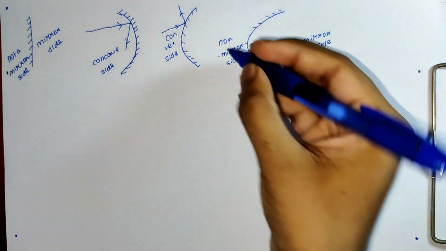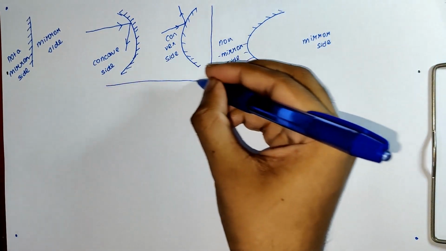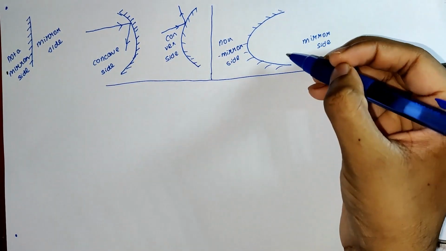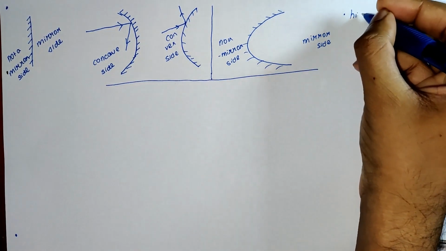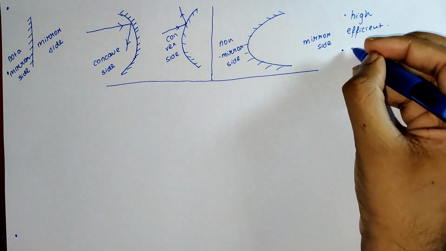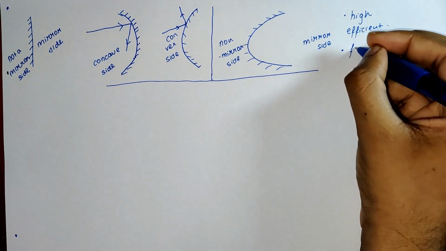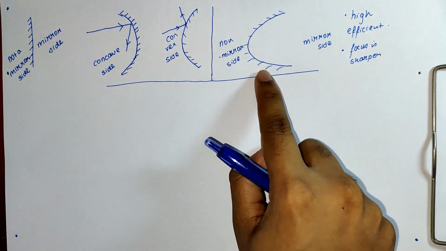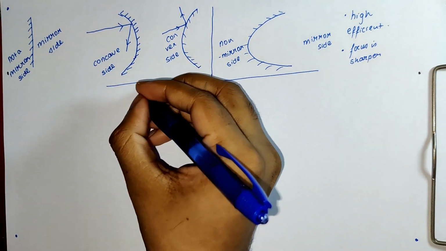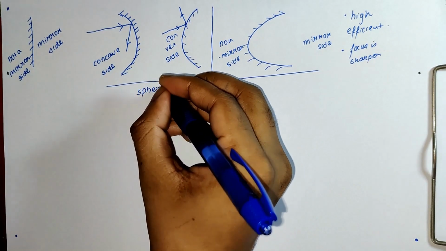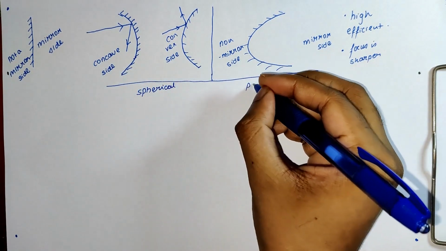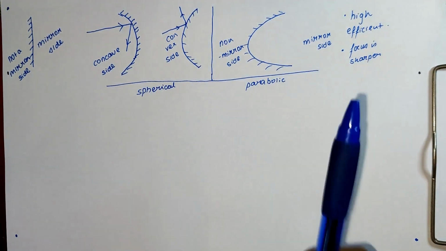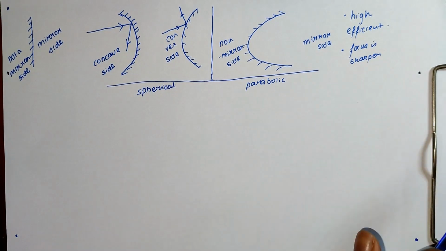Now the difference between this parabolic and this spherical mirror is that parabolic mirrors work with higher efficiency of reflecting light, and its focus is much sharper. The focus is sharper and it has higher efficiency of reflecting light than the spherical mirror. So this is the spherical and this is the parabolic. With that being said, let's move on to the terminology of the mirrors.